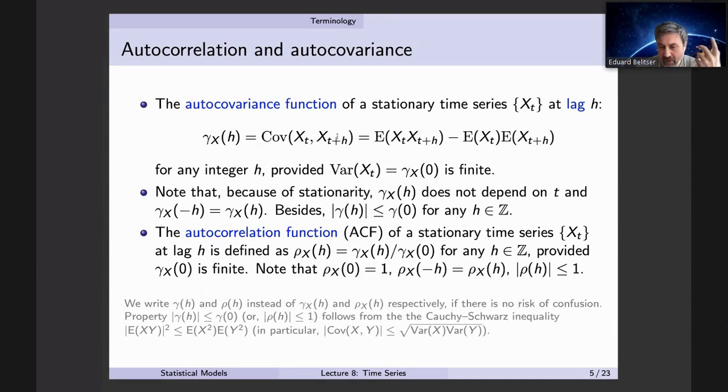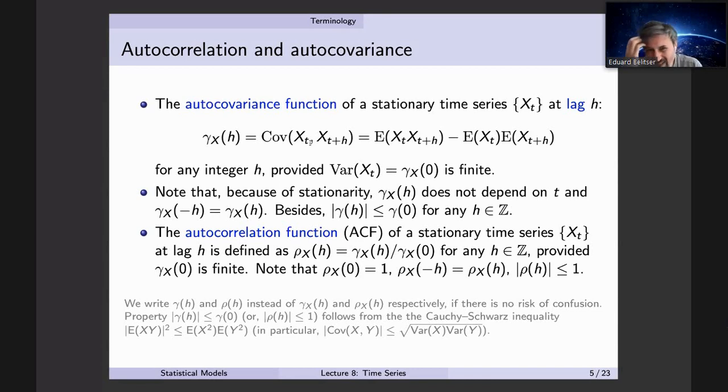It's the covariance function of a stationary time series. So it's a covariance between xt and xt plus h. This is just by definition of the covariance. We see that it depends only on h, so t is not involved there. So it's a function of only one variable, whereas in general it should be a function of two variables. And that one is called autocovariance.